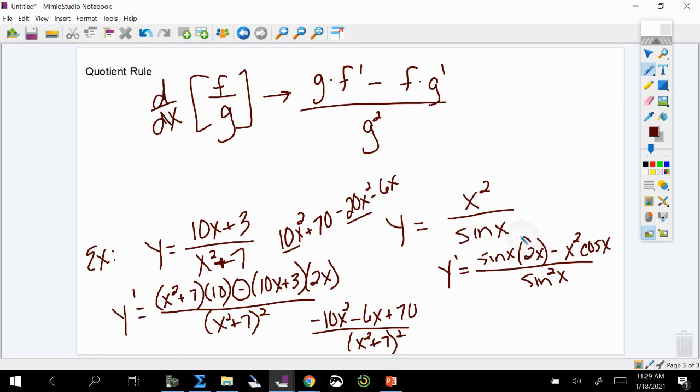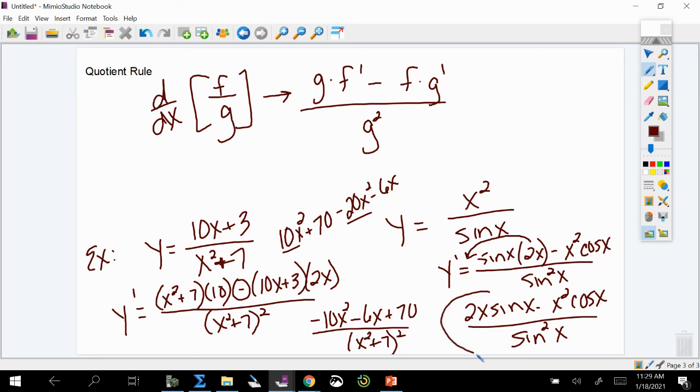The only thing I may recommend doing is bringing that 2x to the front. So you have 2x sine x minus x squared cosine x over the sine squared of x. And there is nothing I can simplify with that. Sometimes you look and see, does everything have a factor that can be canceled? We don't. So that is your final answer. So that's how your quotient rule works, as far as how we actually get the formula, and then how we use the formula both with algebra and with trig and a combination.